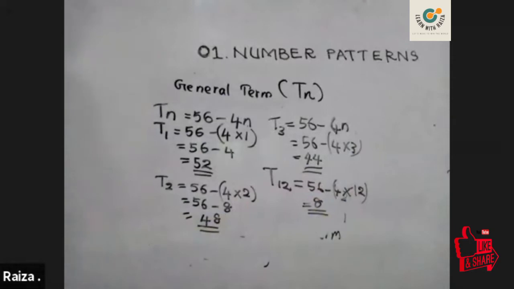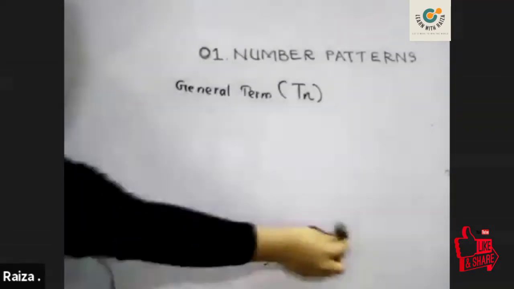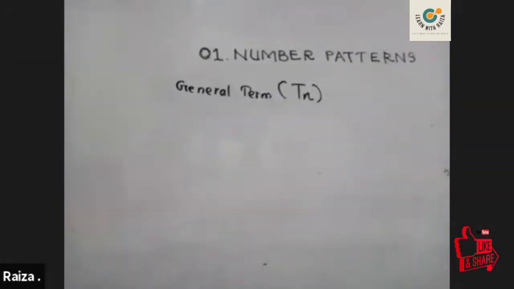Now, sometimes they ask you a different question to prove whether a number is a number of the pattern or whether it is not a number of this pattern. How do you do that? Now, I'm telling you, show that the number 0 is one of the terms of this number pattern. How can we prove that? Do you agree that 0 is a term of this number pattern? We can't directly tell it. We have to prove it.